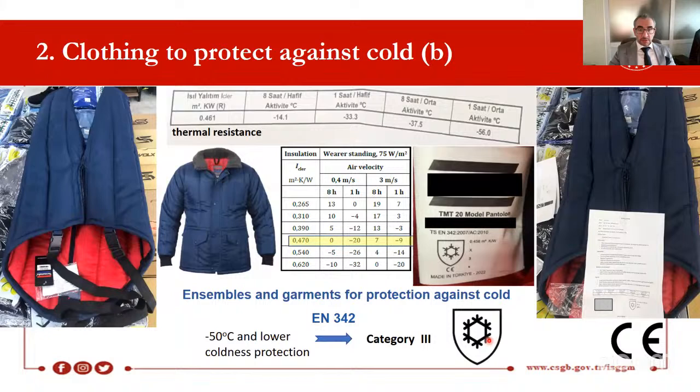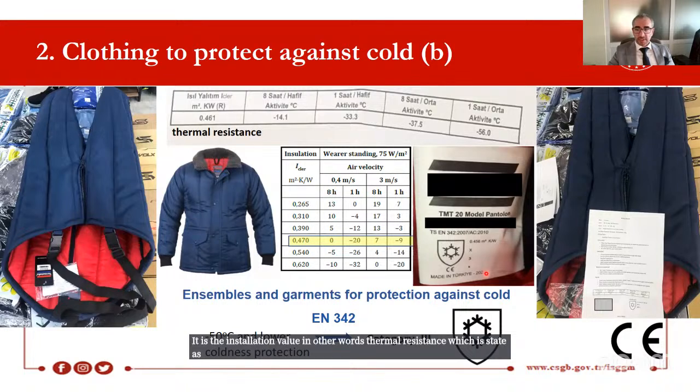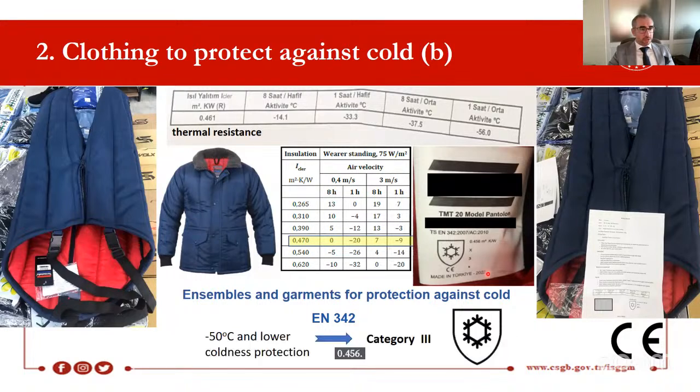Next to it, there is a value here. You can read, I guess. This is the insulation value. In other words, thermal resistance, which is stated as 0.456, as you see here, meter square Kelvin per watt. This states the thermal resistance value of the product.